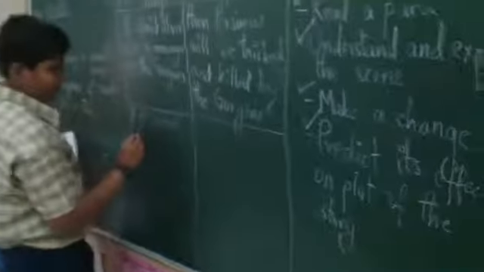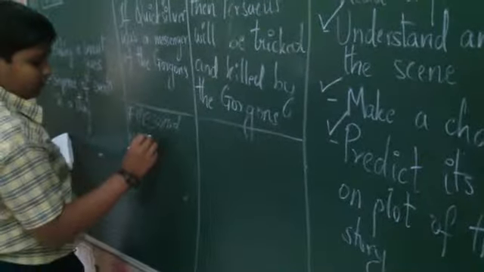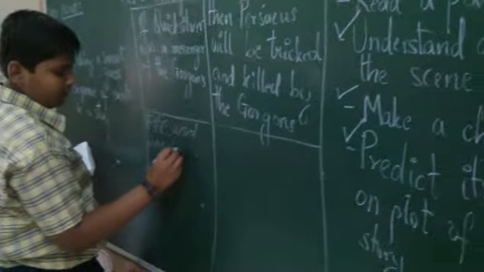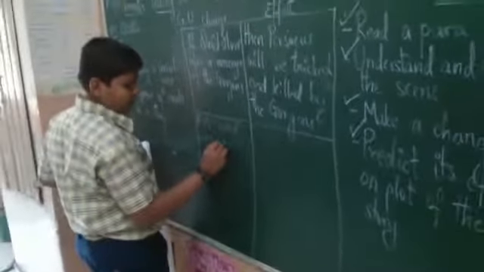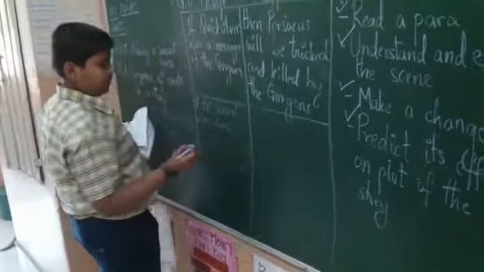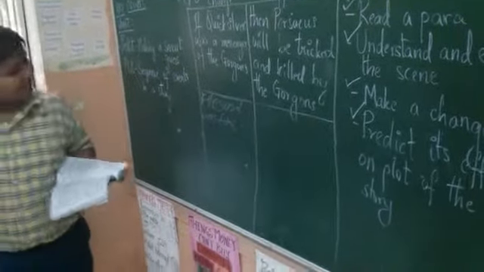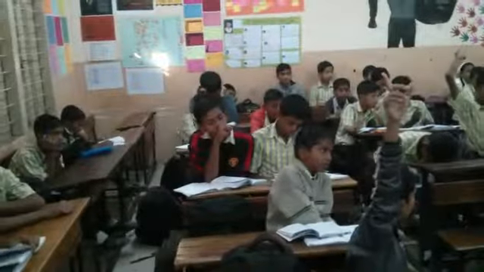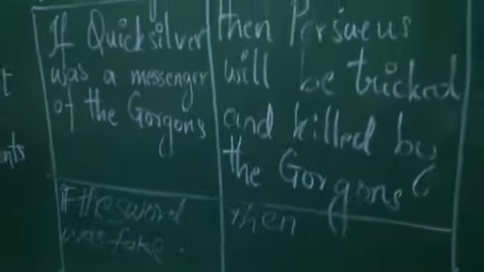Now predict the effect. I want as many predictions as possible. Come on. If Quicksilver gave a fake sword to Perseus, what would happen? Come on. Think and tell me fast. Think for a minute. Discuss with your partner. I'm giving you exactly 1 minute. Try to build on their ideas. You know what a fake sword is?